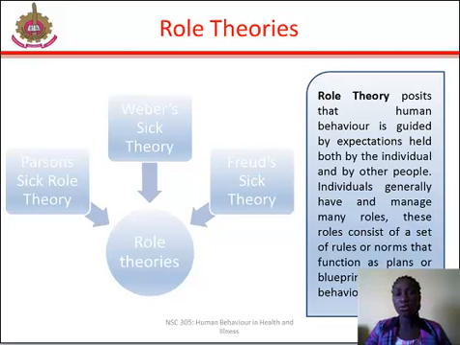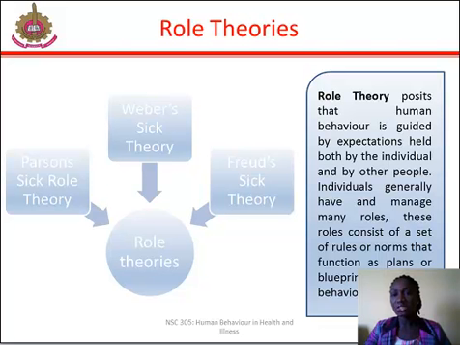The first role theory is Parsons' sick role theory. For Parsons, individuals play set roles within particular institutional settings, such as the family, workplace, medical system, and so on. Parsons argued that the ill take on a sick role, which provides them with a set of responsibilities and privileges. One of the prominent characteristics of Parsons' theory is an asymmetry between the roles of patients and healers.